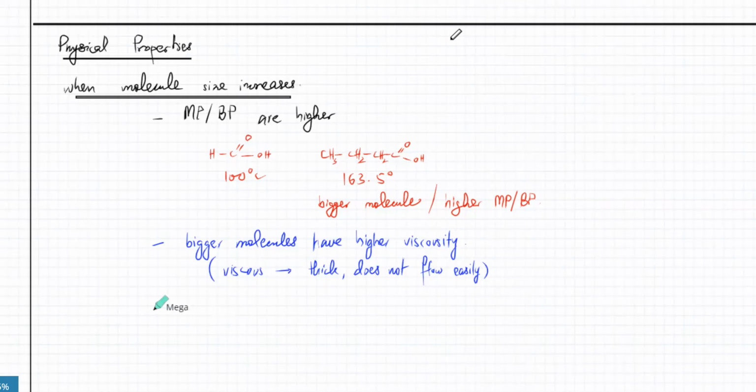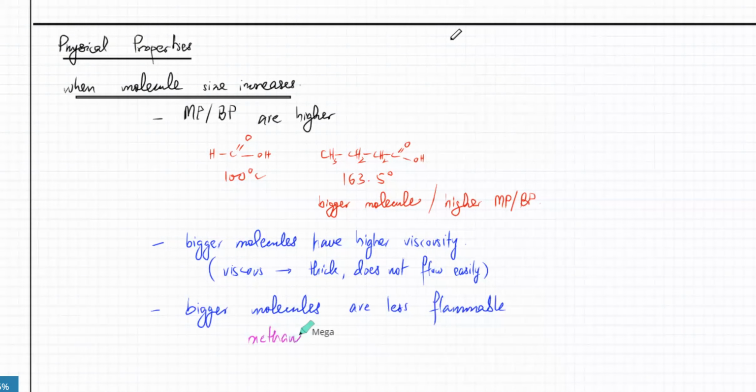Then you have another property, which is that bigger molecules are less flammable. They don't burn easily. Very difficult to burn. Okay? So for example, the methane gas that you have in your heaters, that's a small molecule. It just has one carbon atom. Meth means one carbon atom. So it's smaller in size, and it burns very easily, catches fire immediately.